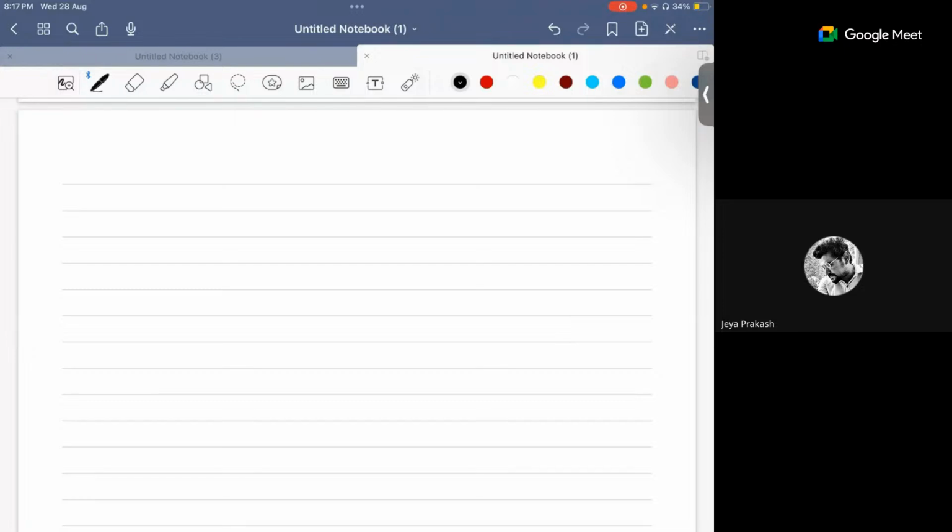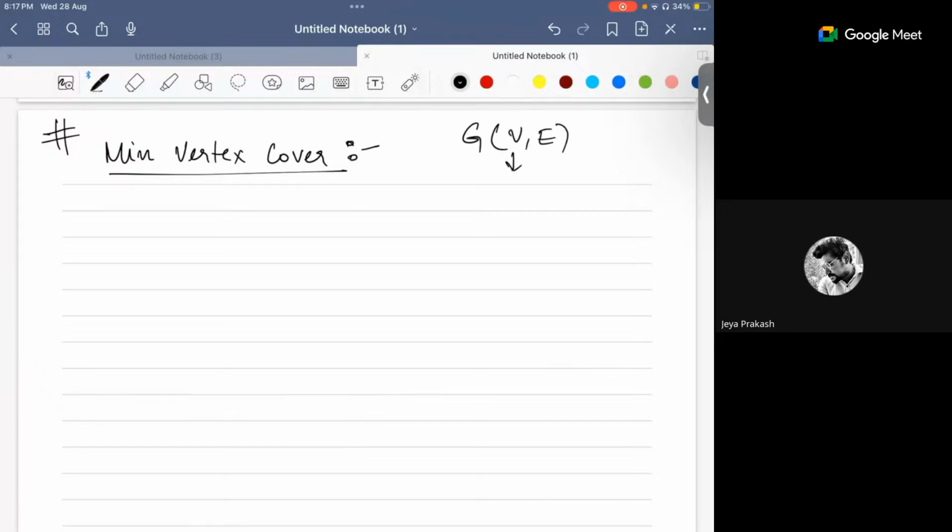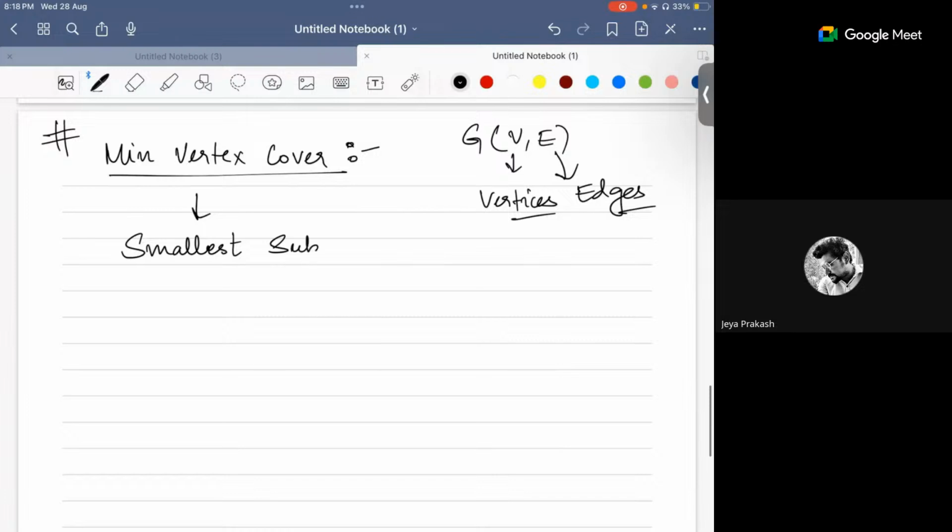Now the next concept is the minimum vertex cover. In the minimum vertex cover, you have a graph with V as all the vertices and E as all the edges of the graph. So V is basically the set of all your vertices. The minimum vertex cover is the smallest subset of your vertices.